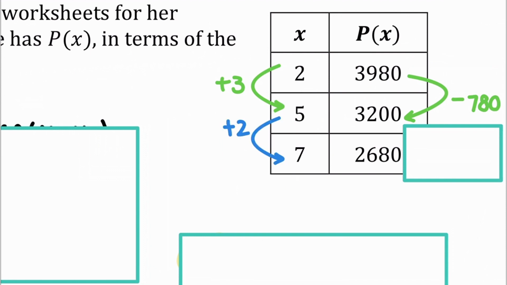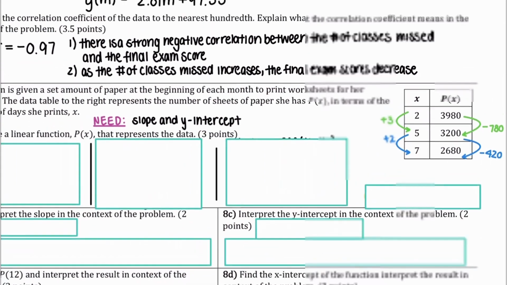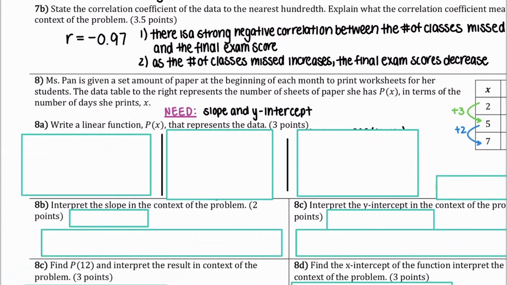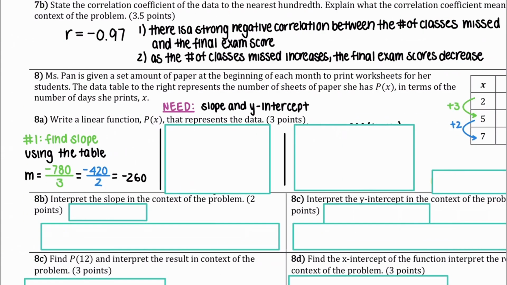Even for the other two values, from 5 to 7, we're increasing by 2, but from these two values, we are decreasing by 420. So you might be thinking to yourself, well, what is even the point of this? Well, what this does for us is that it simplifies things a lot more for us. Because once again, slope is change in y over change in x. So to find the slope, we can use the table.